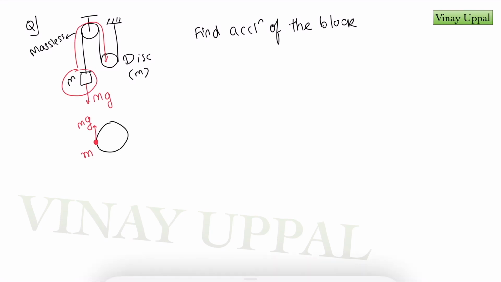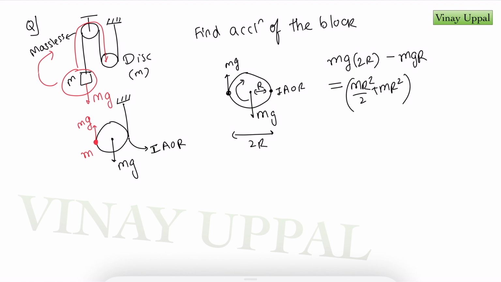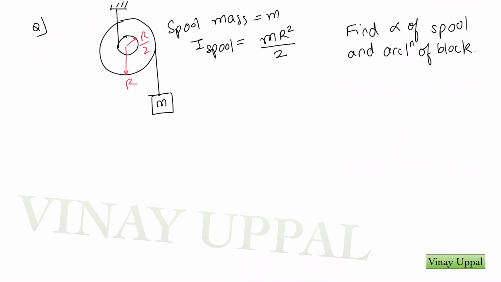Now let's take a look at a similar question, which is slightly different from what we just did, but you should be able to solve it on your own. In this question, we have a spool of outer radius r and inner radius r by 2, and I have a block of mass m hanging from the outer circumference of the spool. The spool mass is given to be m, and the moment of inertia of the spool about its center is given to be mr squared by 2. Now the question is asking us to find the angular acceleration of the spool and the acceleration of the block. So figure out where the instantaneous axis of rotation will be and then use the cute method. Give it a try and then you can take a look at my solution.